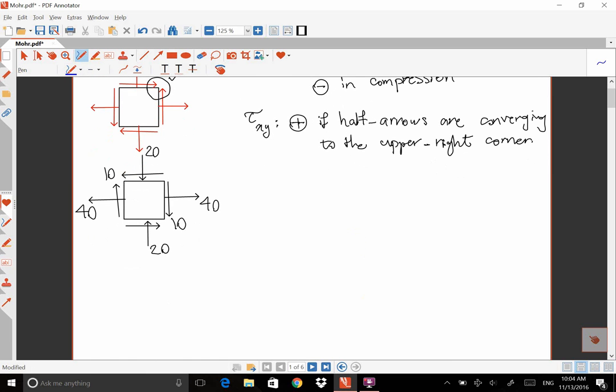Okay, so in this example, normal stress in x direction, the value is 40. This is what I can read from the graph. And because that's in tension, that's positive 40. Sigma y, the value is 20, but because this is in compression, that's minus 20. And for shear stress, I look at this corner, and because the two half arrows are not going to this corner, the sign is negative and the value is minus 10. And the unit is whatever is given in the question.